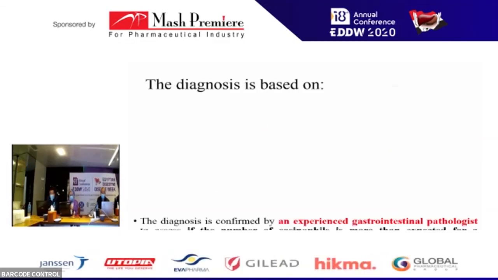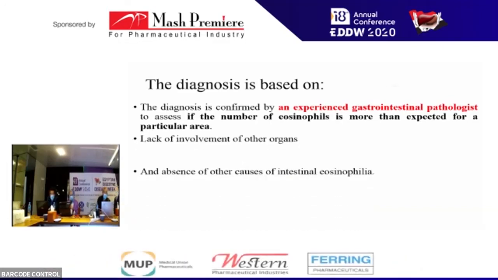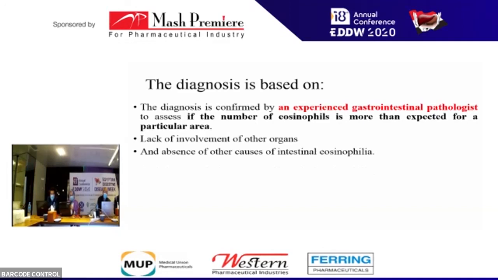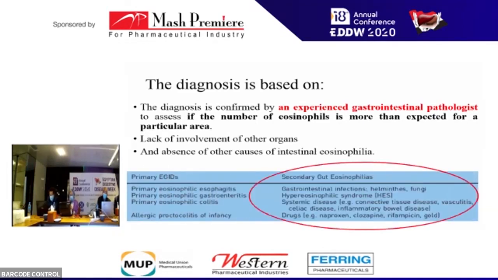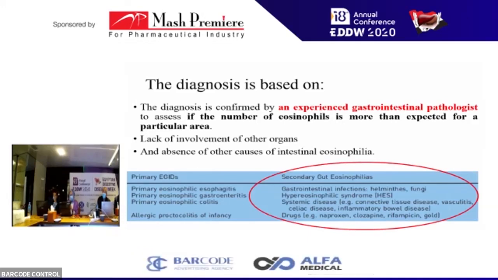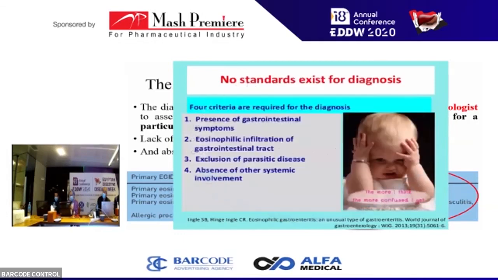The diagnosis is confirmed by an experienced gastrointestinal pathologist to assess if the number of eosinophils is more than expected for a particular area, with absence of other causes of intestinal eosinophilia mentioned by Dr. Mohamed Hassan, such as gastrointestinal infections, hypereosinophilic syndrome, systemic diseases such as inflammatory bowel disease, celiac disease, vasculitis, connective tissue disease, and drugs. And this makes the diagnosis so challenging, as no standards exist for diagnosis till now.